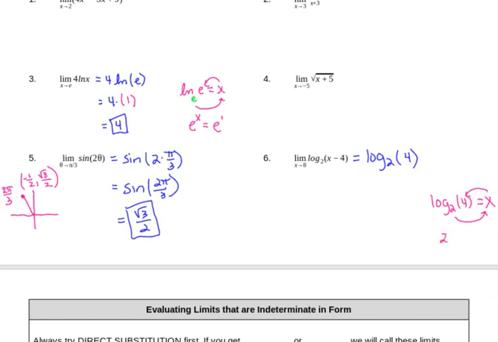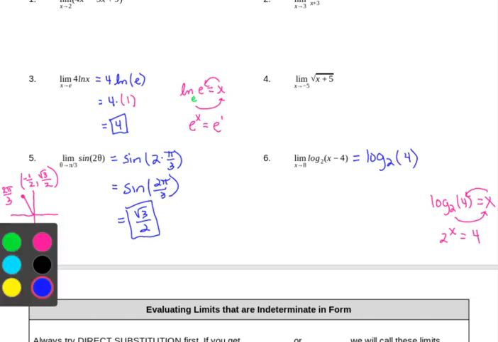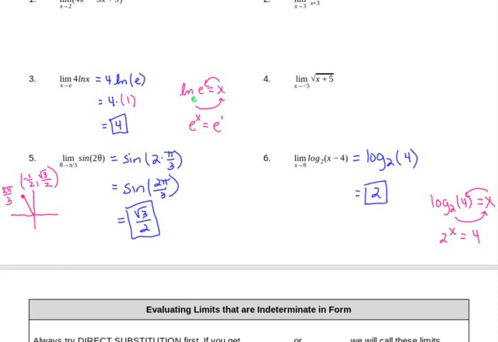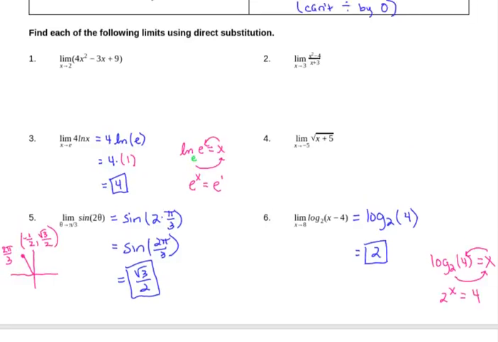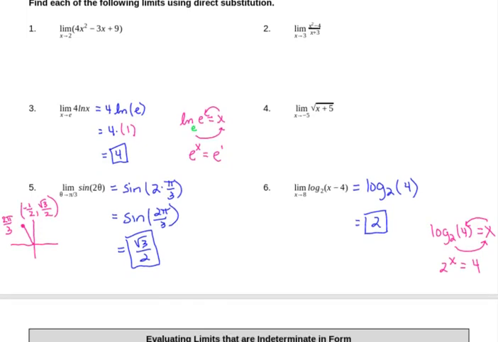So this is going to be 2 to the x is equal to 4. So 2 to what power equals 4? We know the answer there is 2, right? 2 squared. And so the answer to this limit is going to be 2. So again, even though these are just some basic substitution ones, these are functions that we have to know how to evaluate. So I wanted to address those 3. The other 3 are pretty straightforward. I really encourage you to try them and just make sure that you are comfortable doing that.